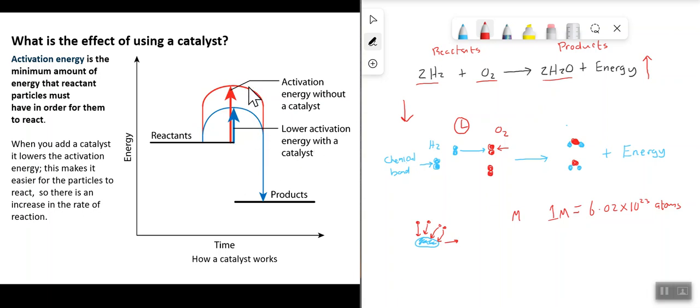So the red line here indicates when the reactants are mixed together but they don't have a catalyst, so it takes much more energy to get them to react. Whereas if you put in a catalyst, it reduces the amount of energy that's needed, so it increases the rate of the reaction. So this is how catalysts work. They lower the activation energy of a reaction and allow it to happen.